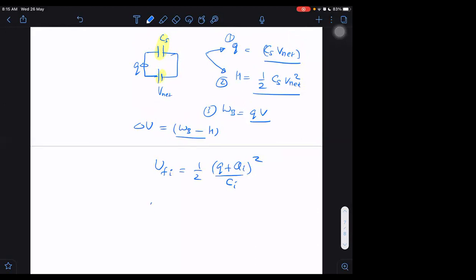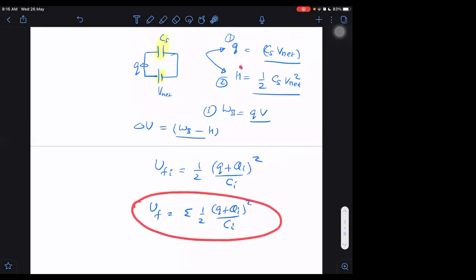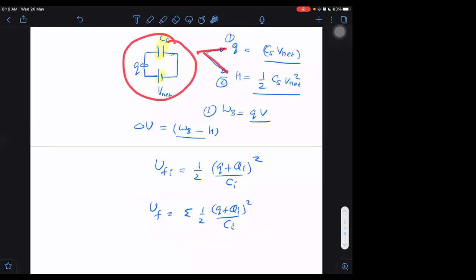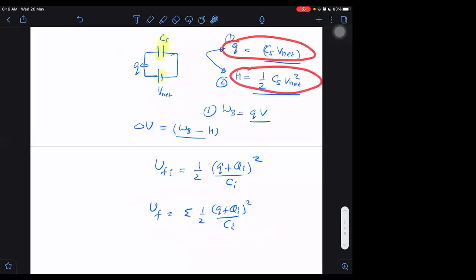What will be net U final? Net U final will be sigma of half of (Q plus Q initial) squared divided by Ci. So U final also we are able to obtain. Heat energy we are able to obtain. So use the equivalent network to find two things. It will be very fast to find Q and to find H.